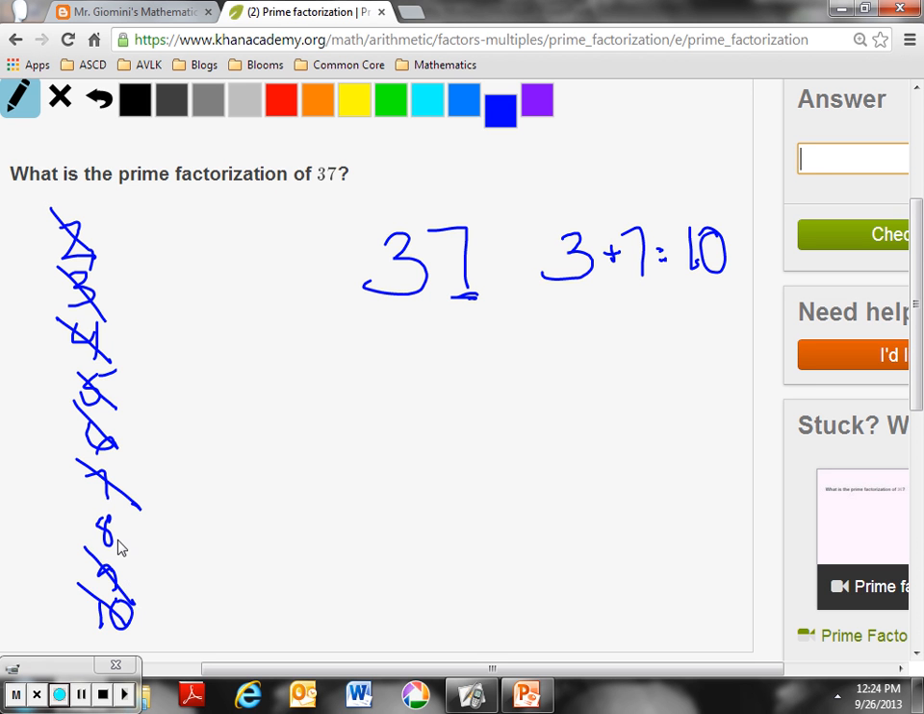The only number I have left is 8. What times 8 will give me close to 37? 8 times 4 is 32. 8 times 5 is 40, so nothing. So it's already prime.